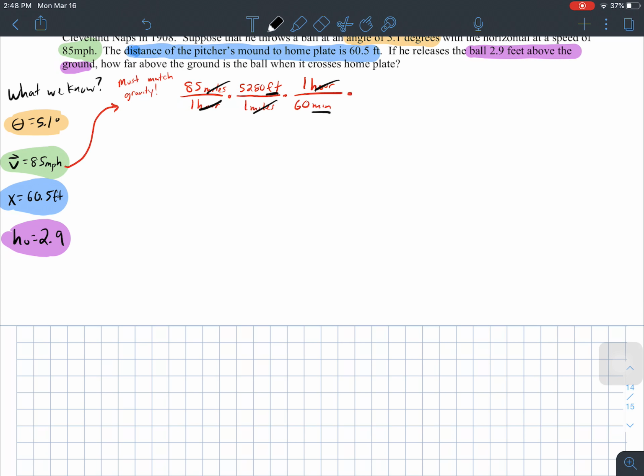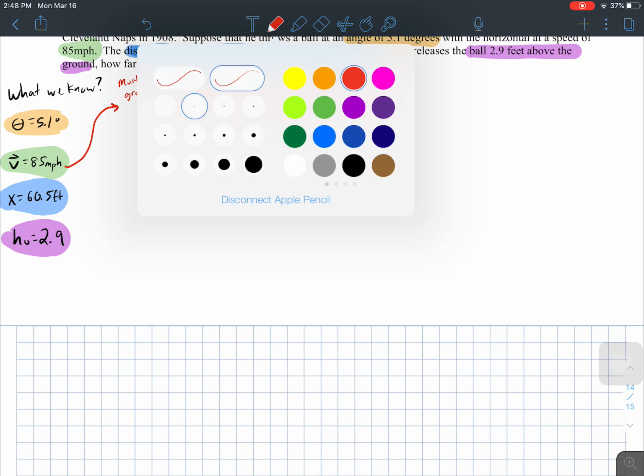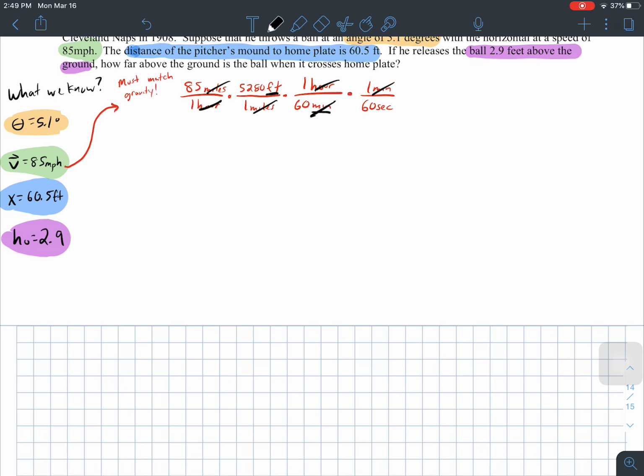I'm now in feet per minute. I want to change that into feet per second. So 1 minute is 60 seconds. The minutes cancel. I'm now in feet per second. So really, I'm going to do 85 times 5,280 and then divide that by the product of 60 times 60, which is about 124.7 feet per second. And that is my new initial velocity.